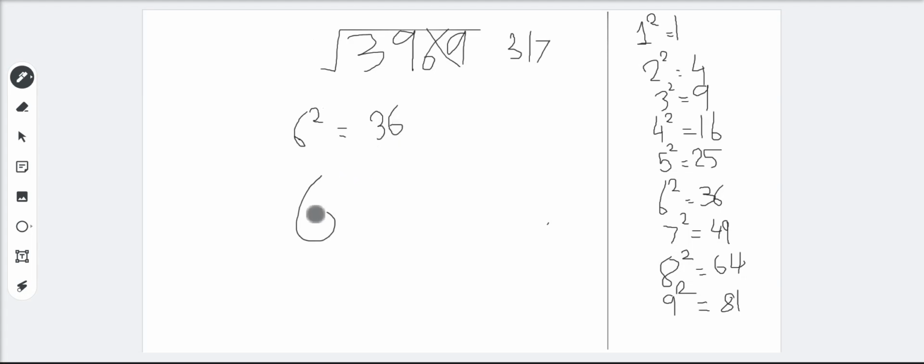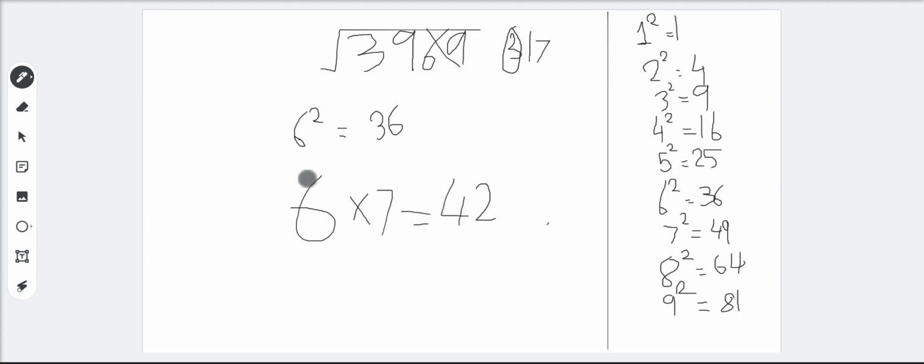Now you have 6 as your answer over here. But to see which one of these two numbers is the correct answer, we have to multiply this with the next number. What is the next number? 7. So 6 times 7 is 42. Now, is 42 greater or lesser than 39? It is greater than 39. So what you have to do is take the number which is smaller.